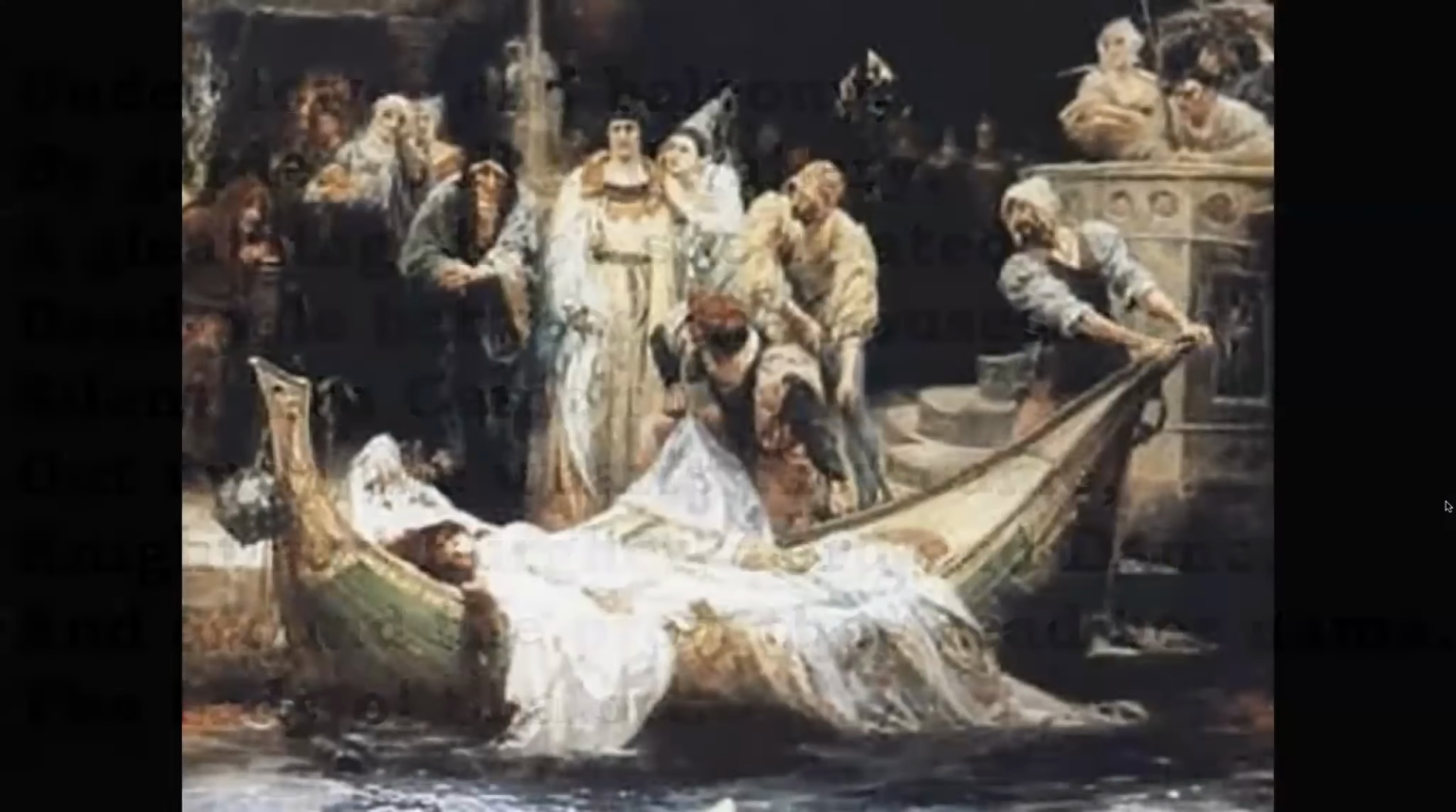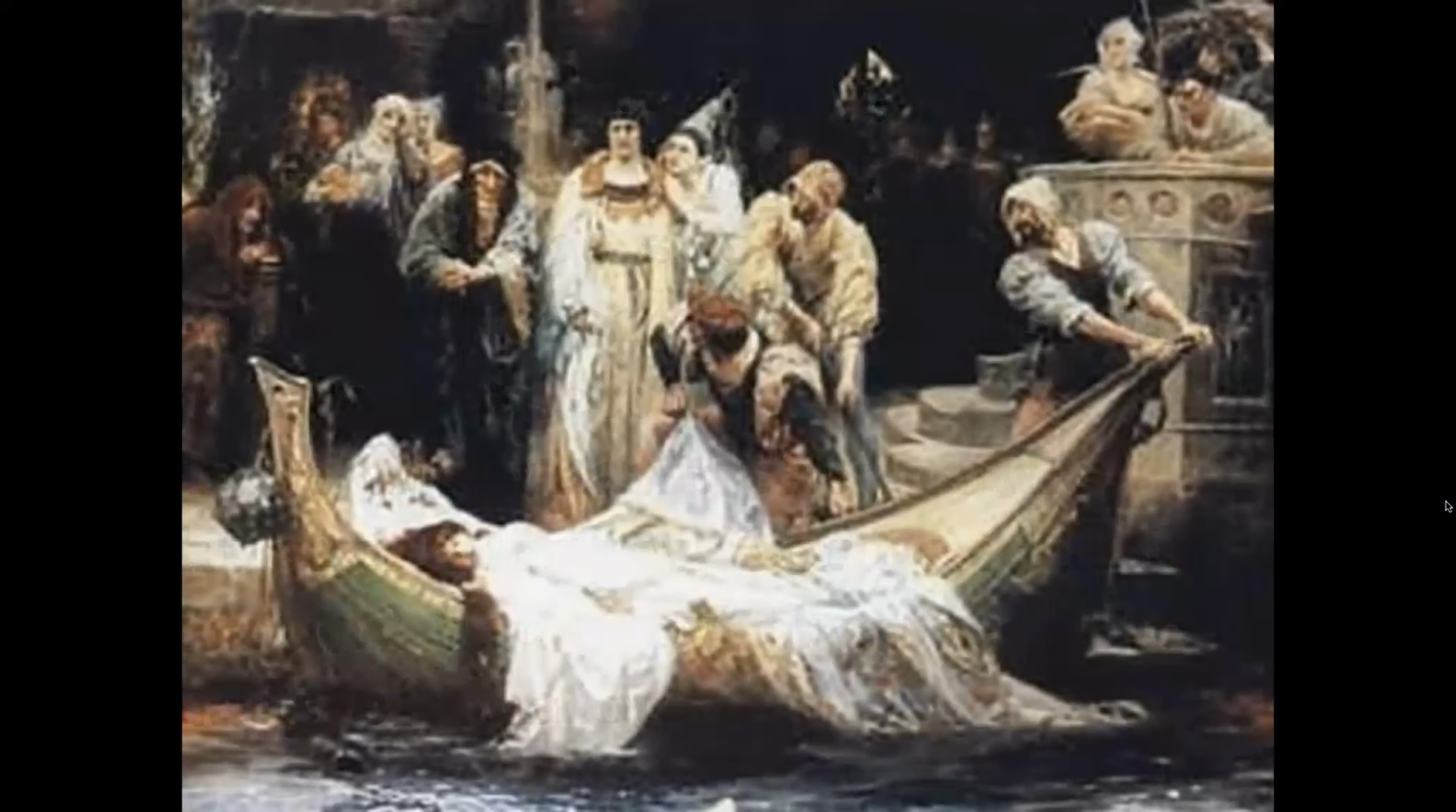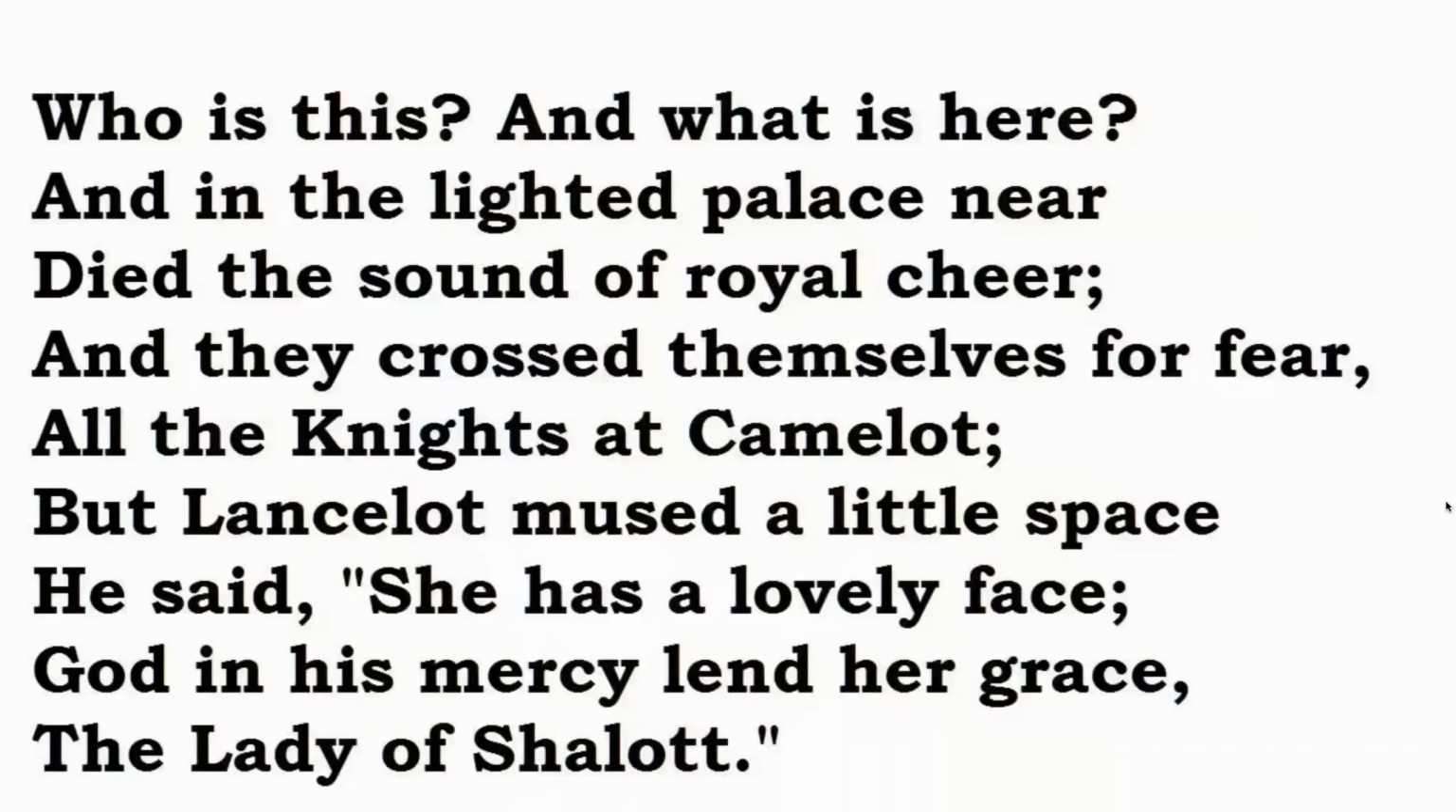Under tower and balcony, by garden wall and gallery, a gleaming shape she floated by, dead pale between the houses high, silent unto Camelot. Out upon the wharves they came, knight and burgher, lord and dame, and around the prow they read her name, the Lady of Shalott. Who is this, and what is here, in the lighted palace near, died the sound of royal cheer, and they crossed themselves for fear, all the knights at Camelot. But Lancelot mused a little space. He said, "She has a lovely face. God in his mercy lend her grace, the Lady of Shalott."